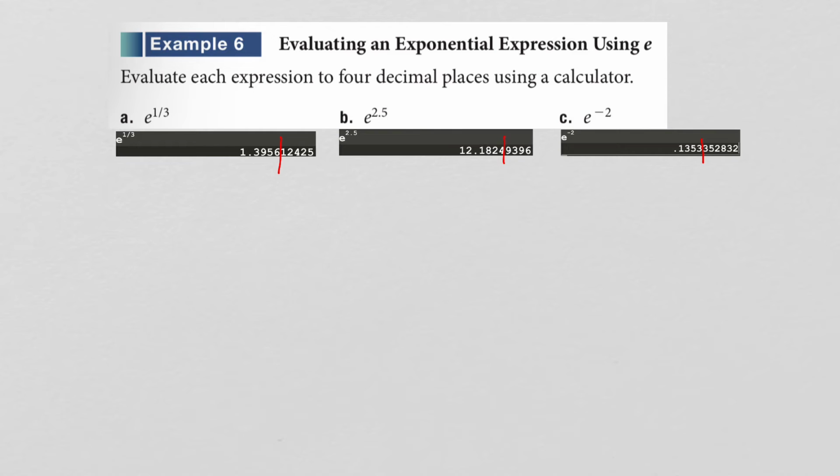And if we round these, in the first one, we get e to the 1/3 is approximately 1.3956. And the next one, e to the 2.5, is approximately 12.1825. And e to the -2 is approximately 0.1353. And you'll notice on the calculator that they don't have the 0 in front of the decimal. You don't have to put the 0 here, but most textbooks will, and so that's why I included it here. So you should just take a minute to make sure that you're able to type these expressions into your calculator.